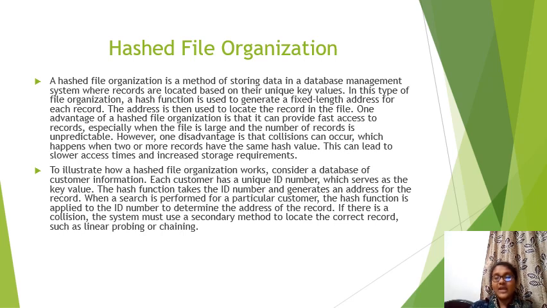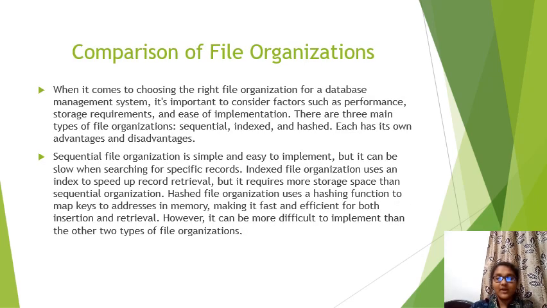To illustrate how a hashed file organization works, consider a database of customer information. Each customer has a unique ID number which serves as the key value. The hash function takes the ID number and generates an address for the record. When a search is performed for a particular customer, the hash function is applied to the ID number to determine the address of the record. If there is a collision, the system must use a secondary method to locate the correct record, such as linear probing or chaining.